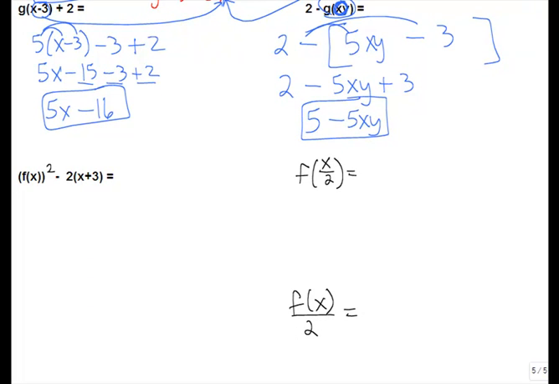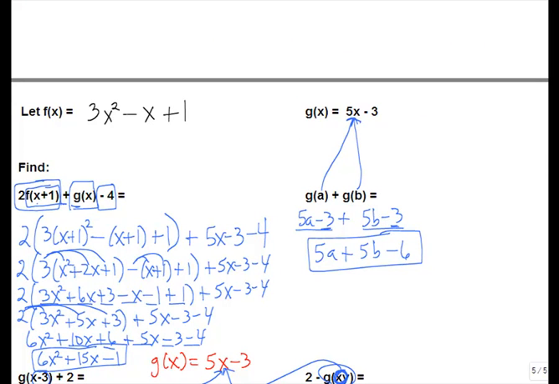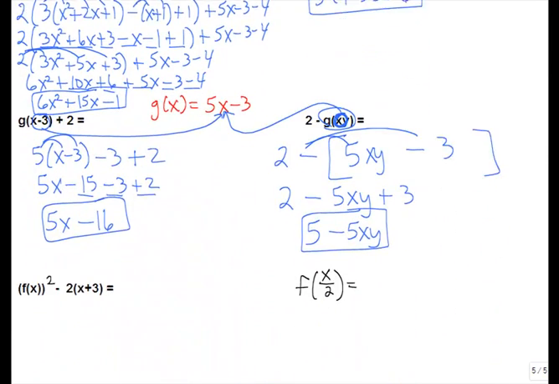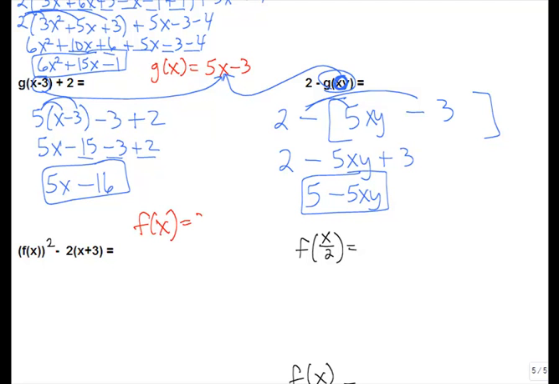Alright, the next one here is f of x quantity squared minus 2 parentheses x plus 3. So let me recopy what f is. It's 3x squared minus x plus 1. So if I want f of x quantity squared, first of all, I want to know what just f of x is, and that's a normal input. That's a normal x in there. So I don't have to input in anything crazy or different or new. I'm just going to use the plain old rule for whatever f of x is, and that's this 3x squared minus x plus 1. So there's f of x.